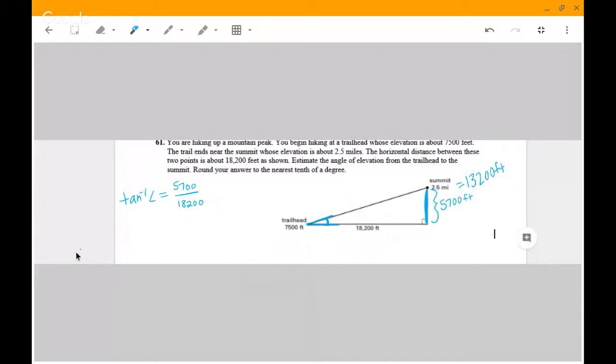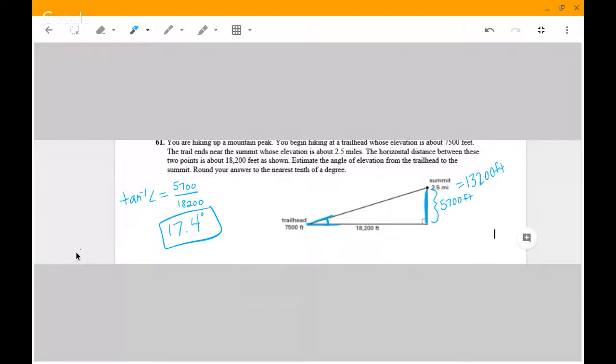Is this how you've set it up so far? Yeah. Good. So what did you get for that angle of elevation? I got 17.4. You are correct. Very good. Now I know how to do these ones. There you go. That's one more question that I know I'll get right. That's a good way to see it.